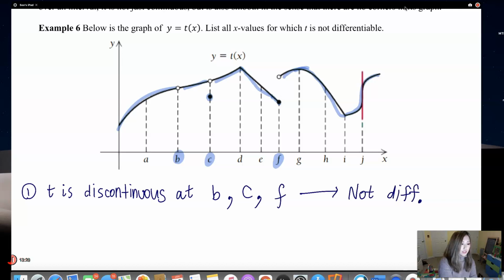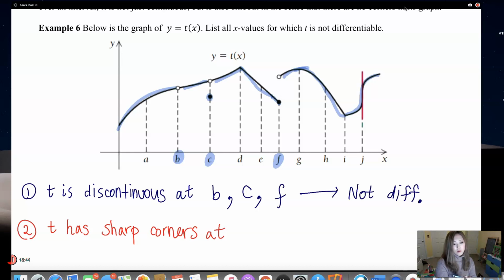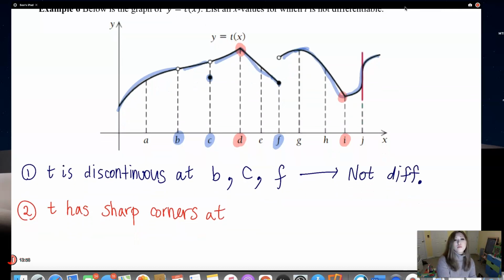Case number 2 was what? Case number 2 was sharp corner, okay? T has, I'll really just say it, sharp corners at, let's see, do you guys see any sharp corners? I see it at D. This is kind of pointy. Any other places? I see it at I. It's kind of pointy over there. So I'll say T has sharp corners at D and I. Therefore, not differentiable at those 2 points.